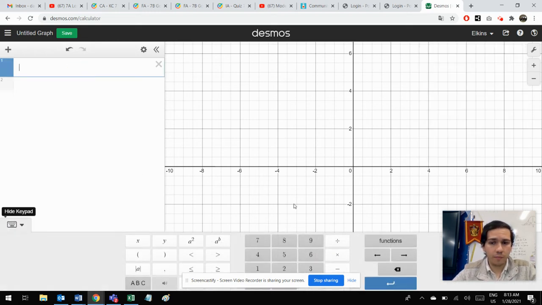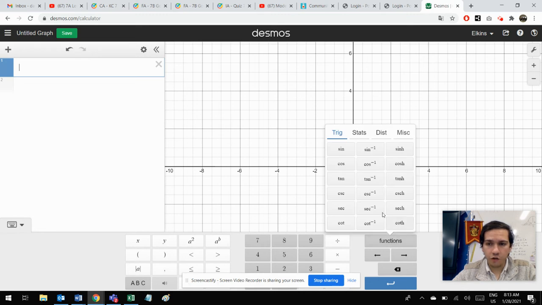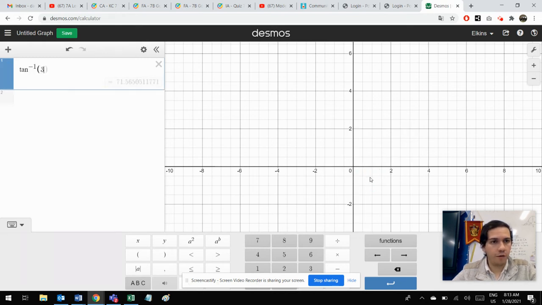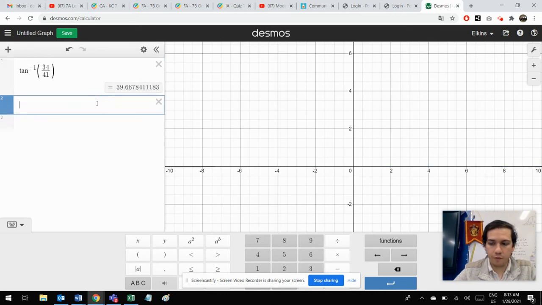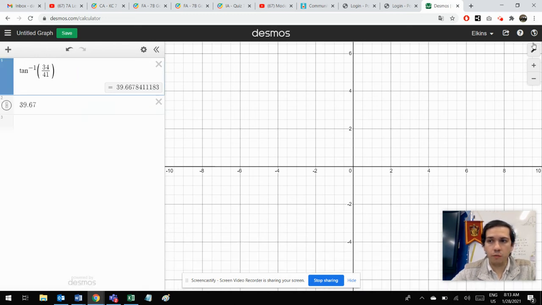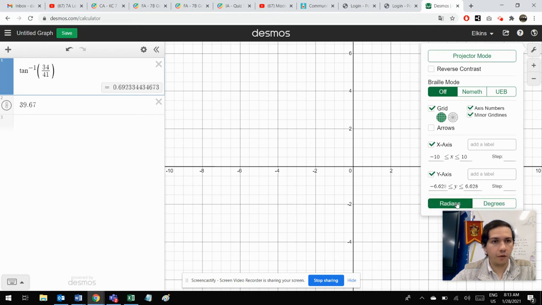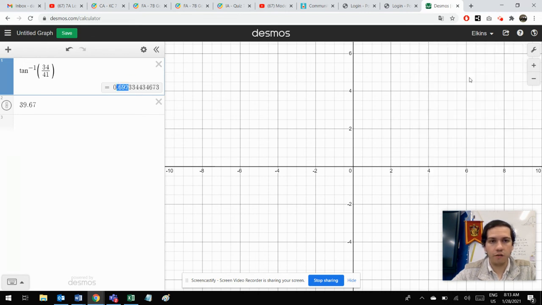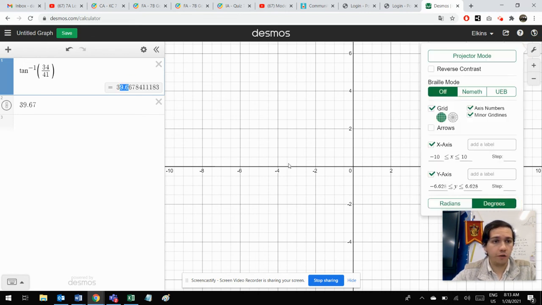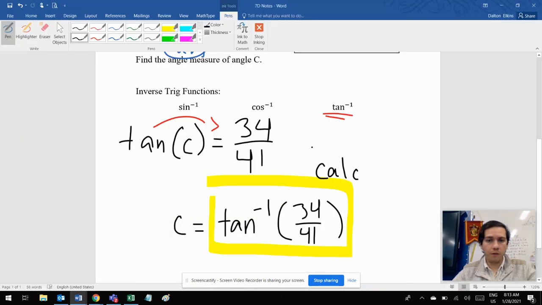Next, if I hit the keyboard button and go to functions, you should actually see the sine, cosine, tangent, and then all of their inverses. I'm going to do the tangent inverse of 34 divided by 41. And that's going to give me 39.667, which I'll round up to 39.67. Again, if you have it in radians, it'll be a completely different answer. I'll go ahead and show you. It'll give you 0.6923, so I want to make sure it's in degrees. That would be my answer.